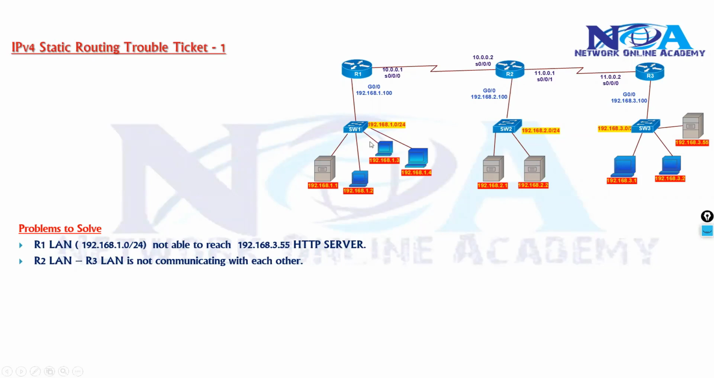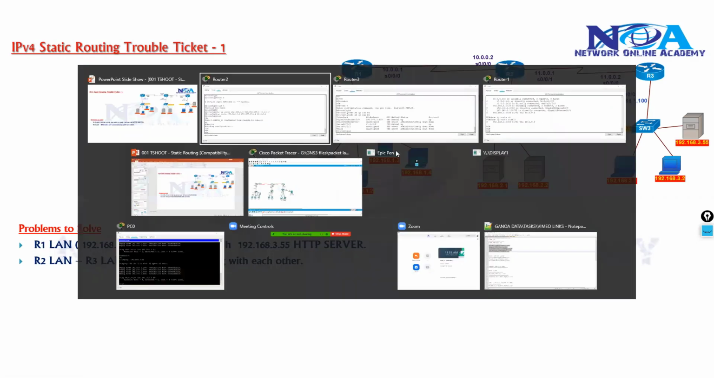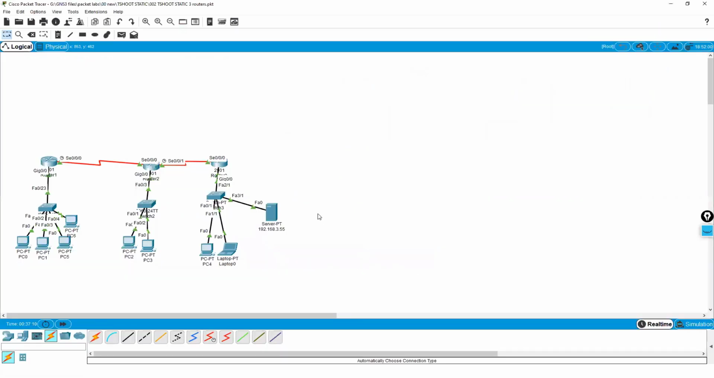So here what I did is I do have the pre-configured topology inside the packet tracer, as you can see here. So if I just go back to my packet tracer, I just did the configurations here. The static routing is pre-configured here, IP addressing, everything is pre-configured. So what I did is I inserted few issues and we'll try to see how we can fix them.